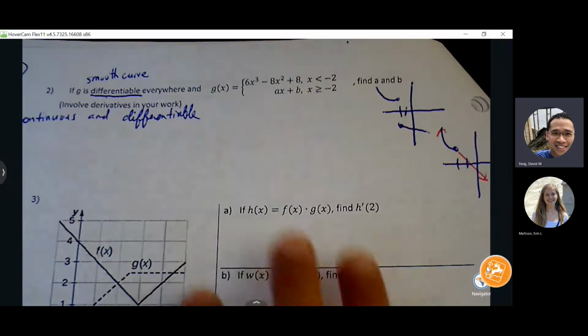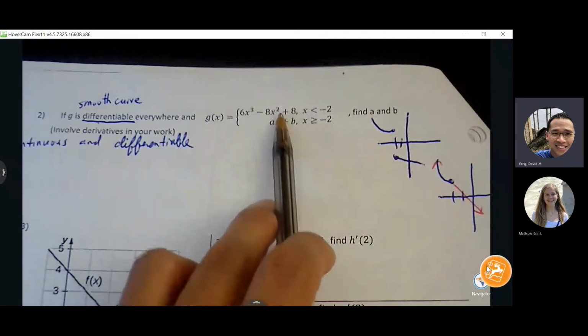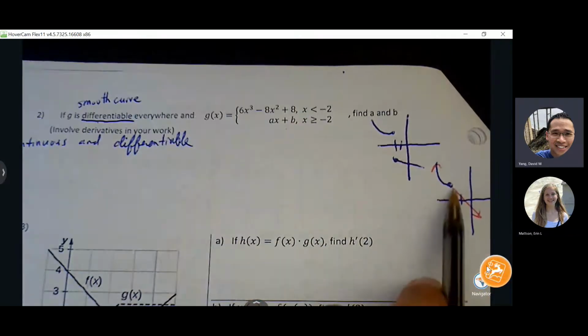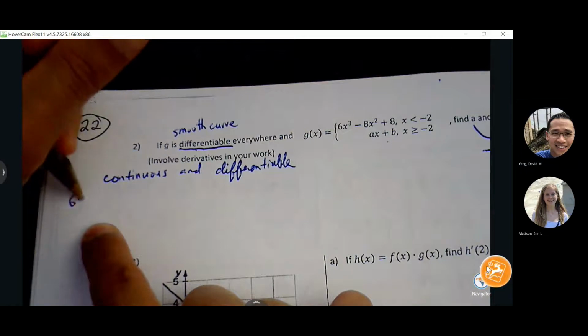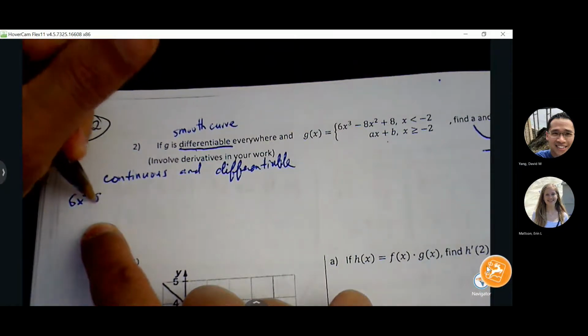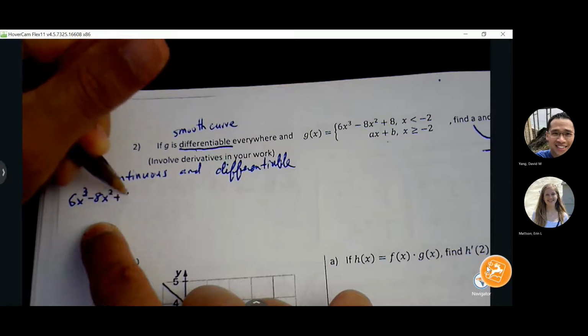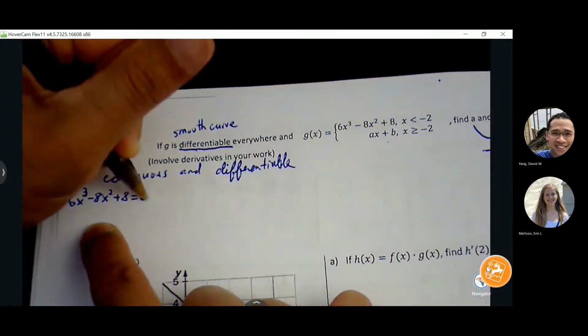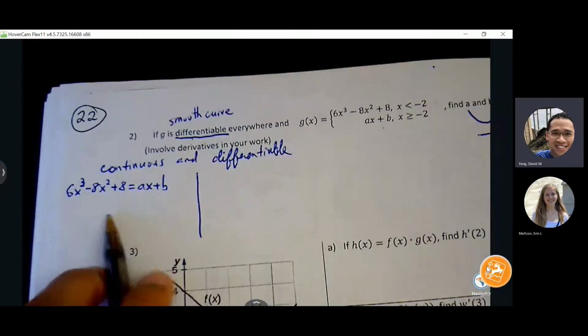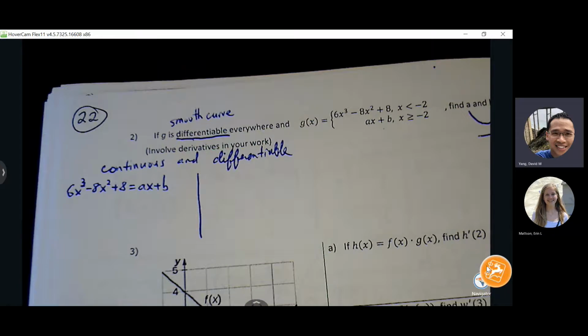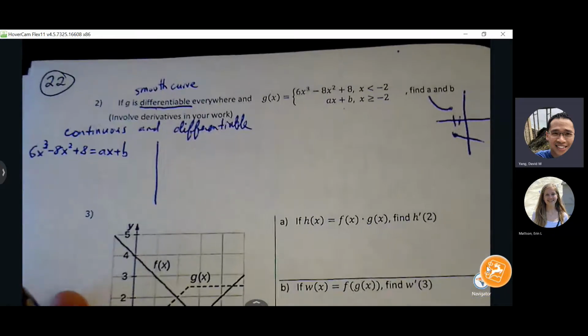So the continuous portion of the graph is we just set the two equations equal to each other because we want to force these two equations to share the same y value. All right, so we've got to work that out. We'll save that, do that in a second.